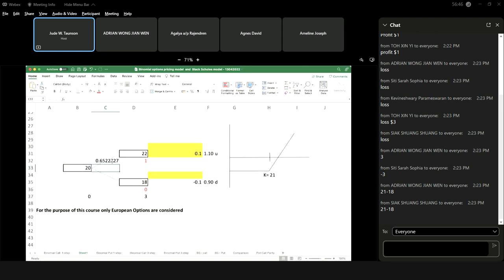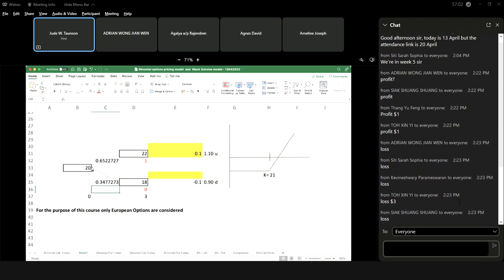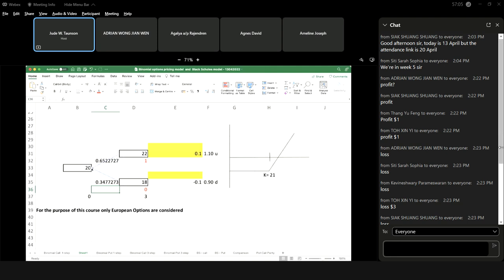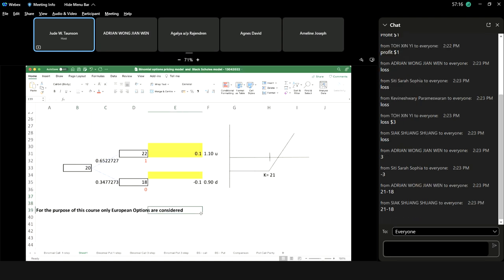This is the probability of going up. So what is the probability of going down? Very easy: 1 minus this amount. So there's a 65% probability that the stock price goes up, and a 35% probability that the stock goes down. All right, any question? So far so good.